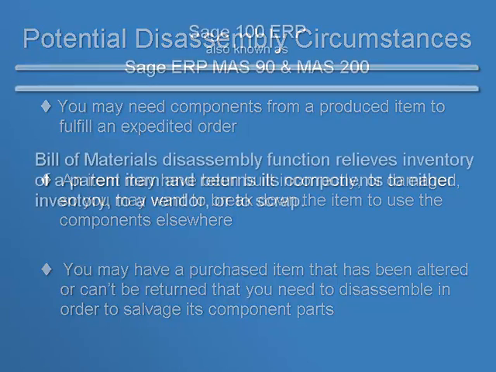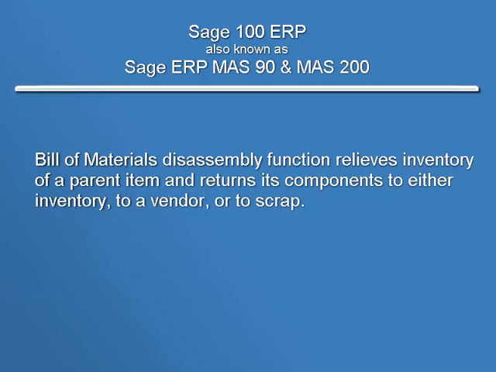Whatever the reason, Sage 100 ERP has a bill of materials disassembly function that will relieve inventory of a parent item and return its components to either inventory, to a vendor, or to scrap.